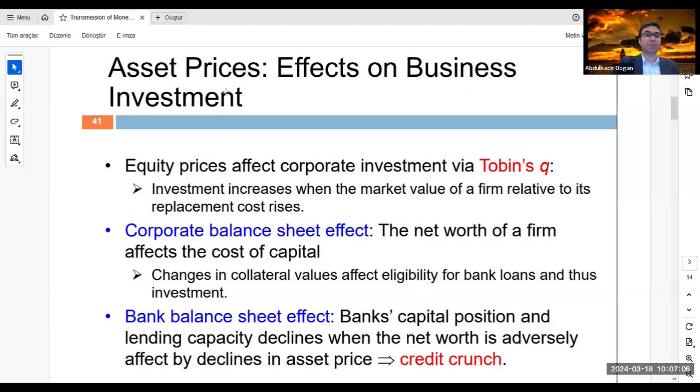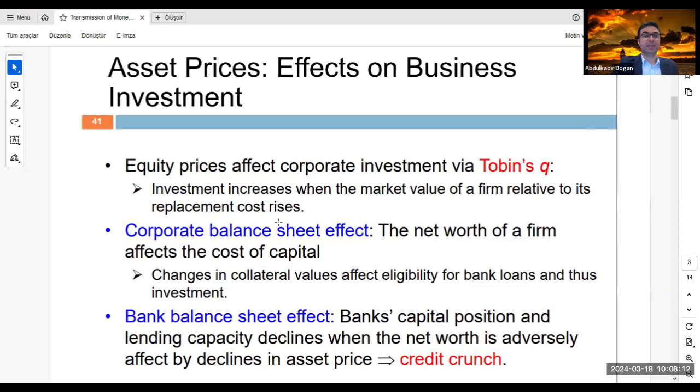As you see, the asset prices effects on business investment. So you should understand first, equity prices affect corporate investment via Tobin Q. The investment increases when the market value of a firm relative to its replacement cost rises. You should keep in mind that Tobin Q in international finance can be defined as: a company's investment increases when the market value of a firm relative to its replacement cost rises. So when you have the total value of your corporate company, and I divide this number by the replacement cost to build up that equipment from the beginning, if this ratio is increasing, then investment will rise because the total value of the company rises, or the replacement cost decreases. It can happen in two directions.